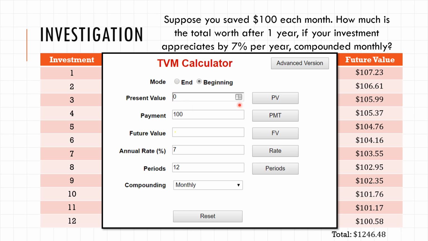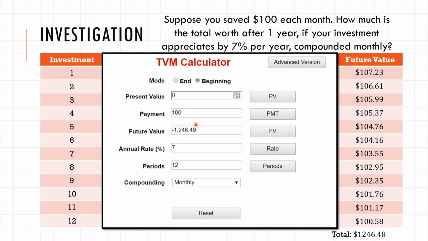But every payment that you made, the size of every regular payment, was, let's say in this case, $100. The annual interest rate you got was 7%, but there were 12 periods because it compounds every month. If you fill all of that into a TVM solver and you click on that button that says FV, or future value, it will automatically calculate that your future value is exactly what we got over here.